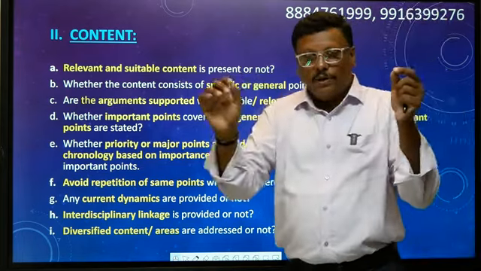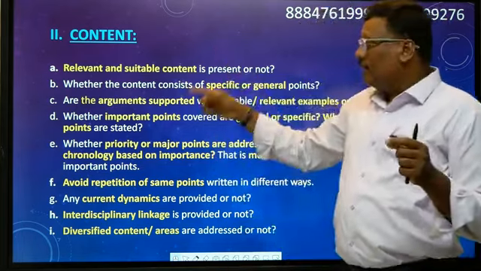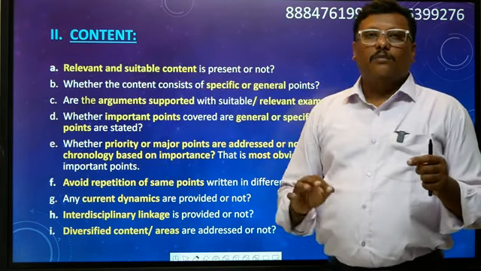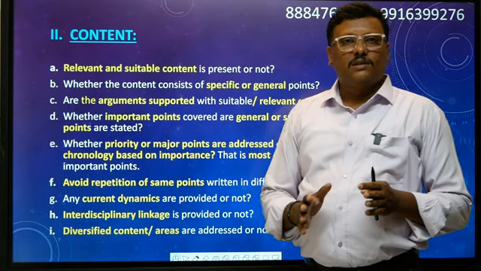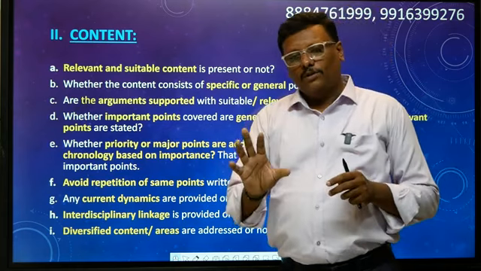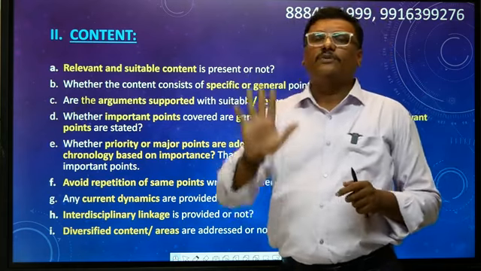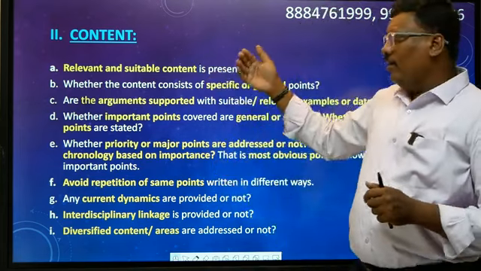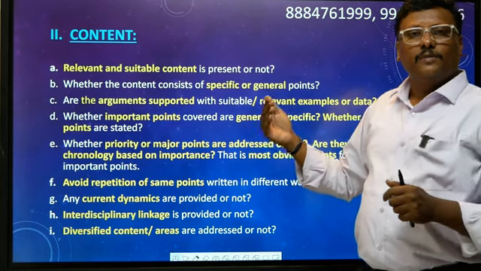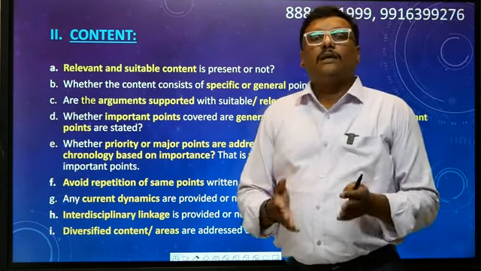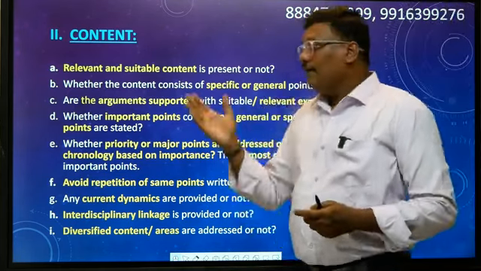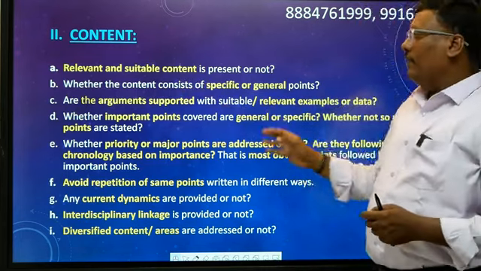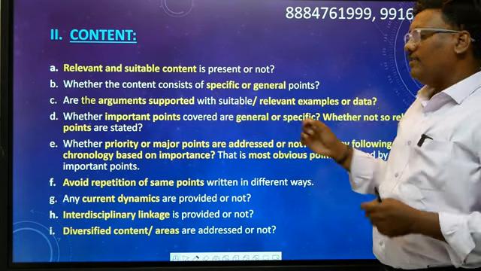You have a particular argument, you have sufficient examples, try to bring in that content, and the content should be most authentic, most appropriate for static subjects. You should not miss, for a particular question, there is some expectation that at least 4 to 5 points, the core points, should not be missed. Bring in those. And if it is a dynamic subject like paper 2, paper 3, try to bring in the most current-oriented examples. The content is also important because it has to be relevant, it has to be suitable to the present, right? Next, you have to see whether the content consists of specific or general points.